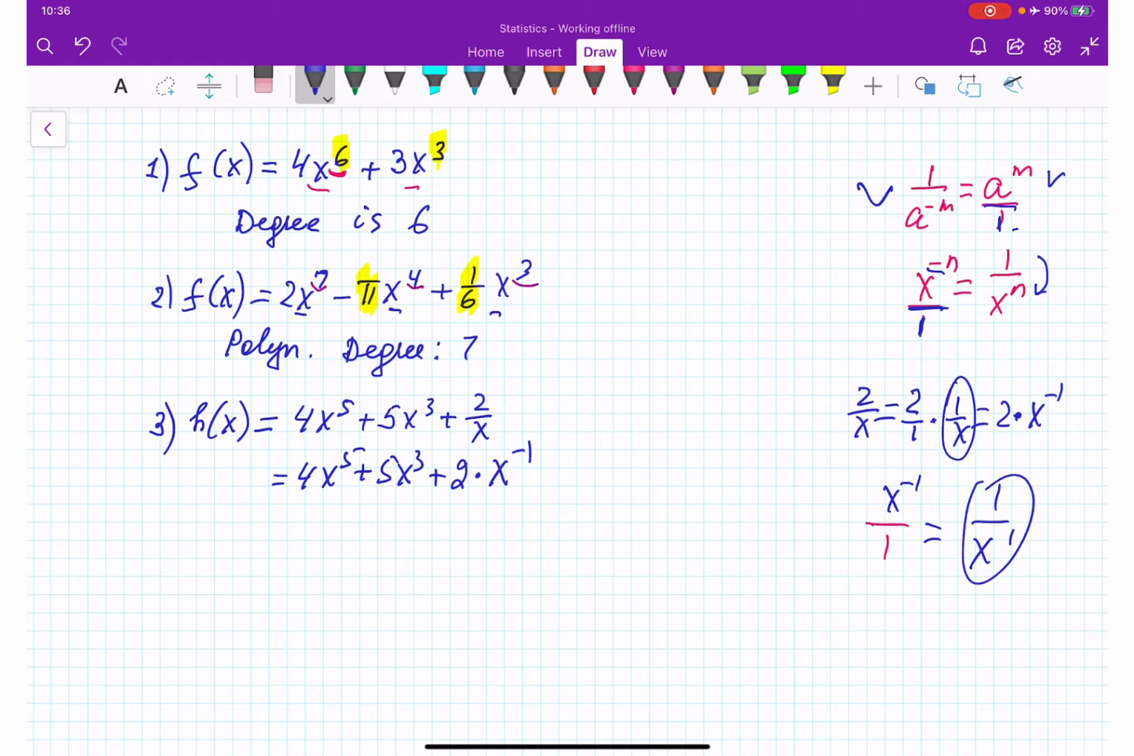Okay? All right. So, moving on, since we have negative 1 degree, that means it's not a polynomial.